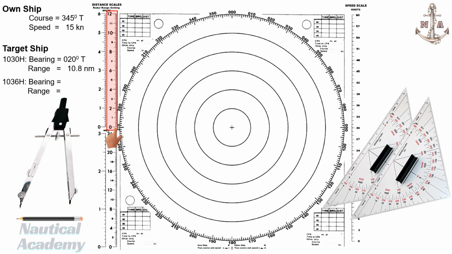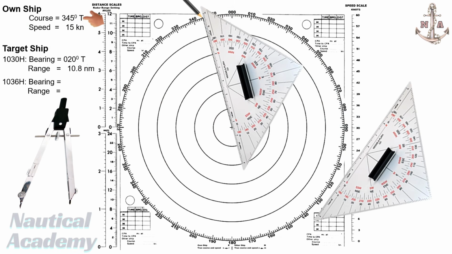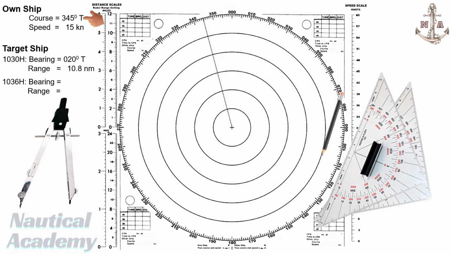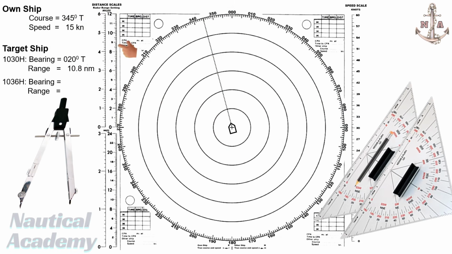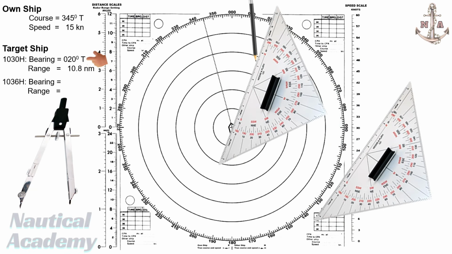We will use a 12-mile range scale, or 1-2 distance scale, meaning the distance between rings is 2 nautical miles and own ship position is always at the center. Now let's plot the own ship's course, which is 345 degrees true. From a bird's eye view, this is what the own ship looks like, with the ship's bow pointing in this direction. Then plot the target's bearing, which is 020 degrees true.